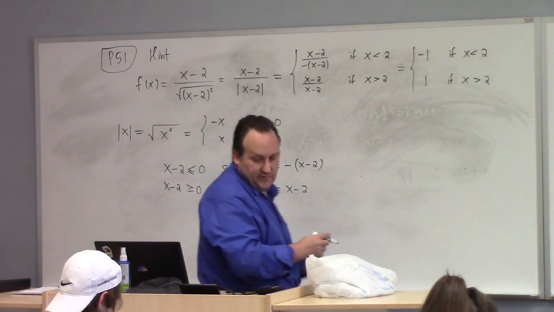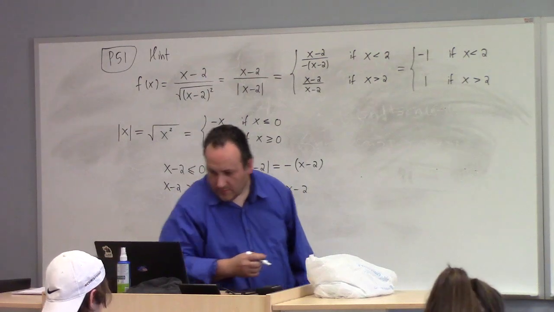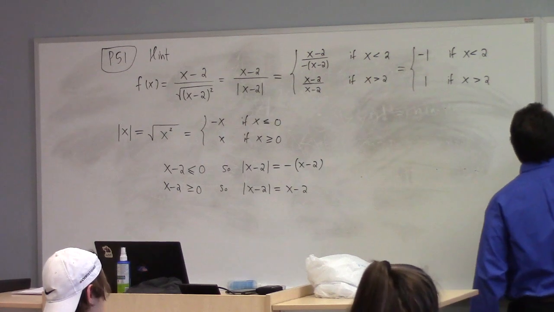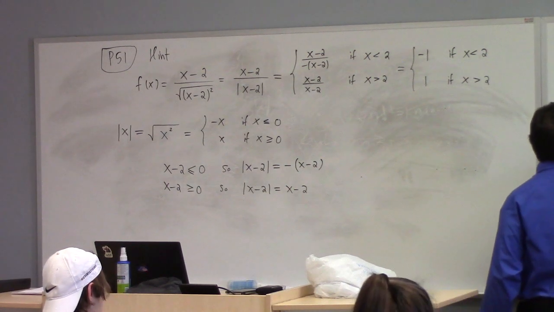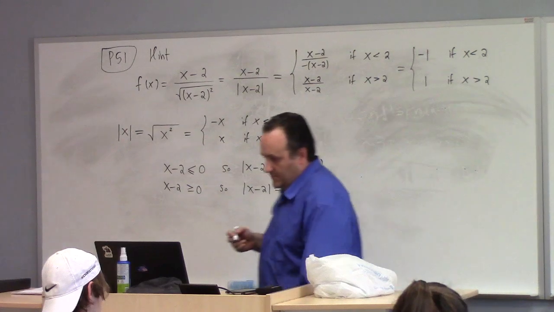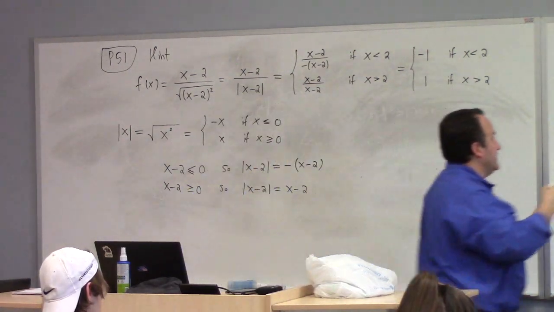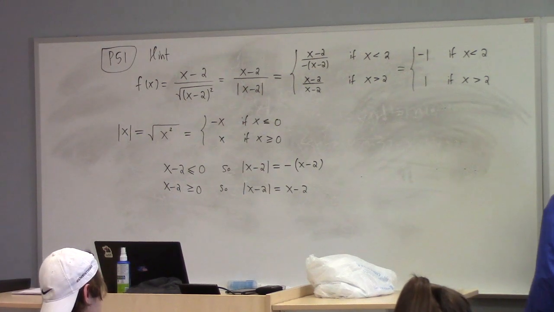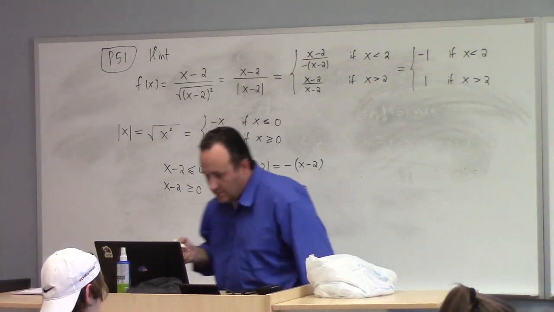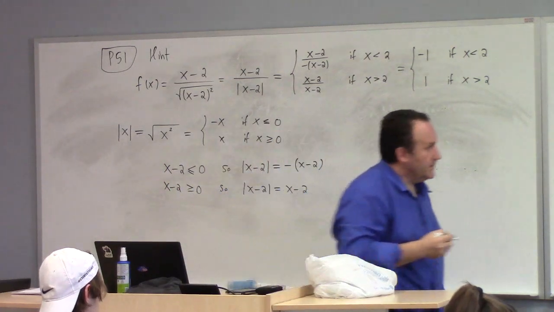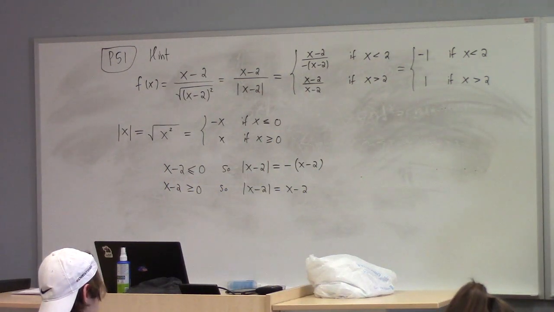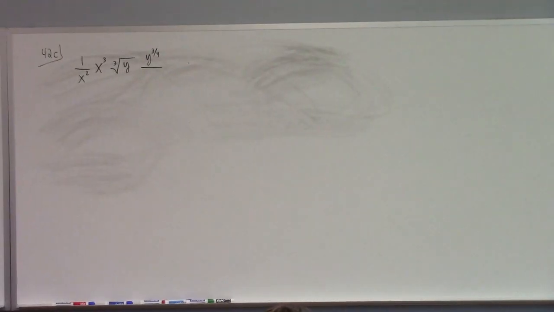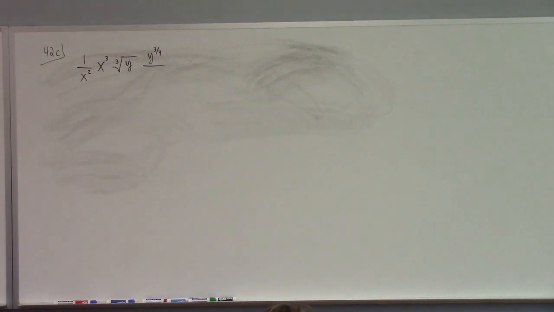All right, so 42C. Whoa. I'll do something like it. It's like 1 over x squared times, oh, I don't know, x cubed times the cube root of y times y to the 3/4 over x, apparently, something like this.